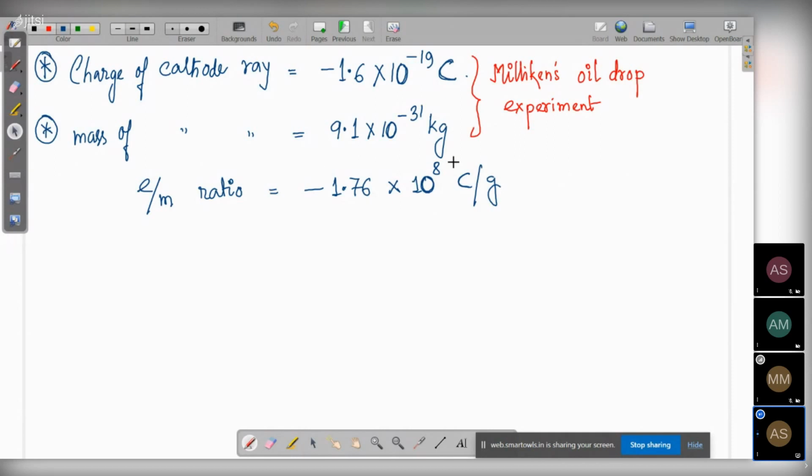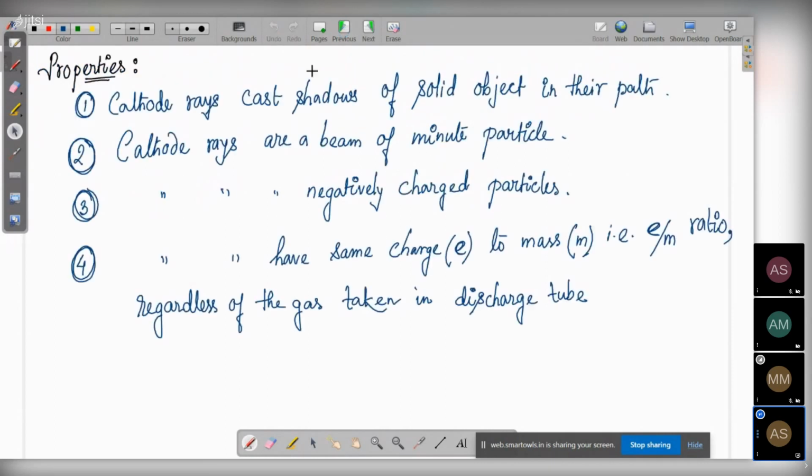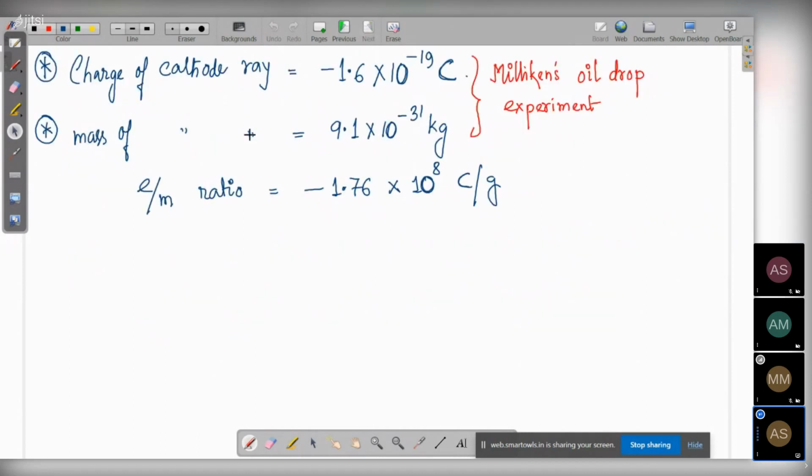So the E by M ratio is going to be minus 1.6 into 10 to the power of 8 coulomb per gram. And Thomson said that this E by M ratio is going to be a constant. So now these cathode rays were only after a few years renamed as electrons. So now let's give the definition of electrons. Electrons are represented by this symbol e minus.